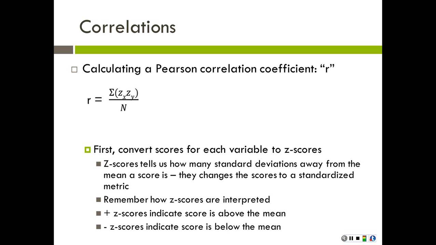So you can see the formula here, and you can see that to get the correlation coefficient, the first thing you have to do is get standardized scores, or z-scores. So when you look at this, r equals the sum of z of x times z of y. The z means the z-score for x and the z-score for y. So that's what the z stands for.